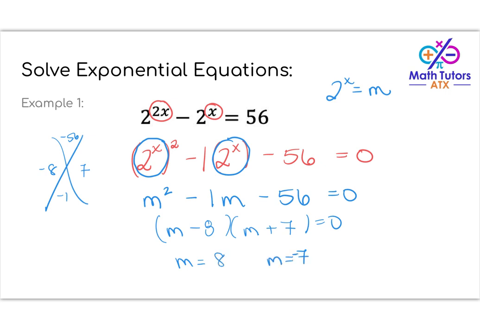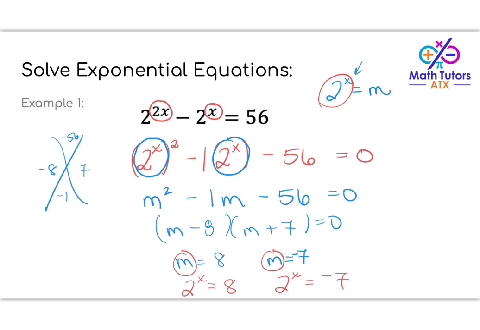Okay, but now I'm not through, because that's great, you solved for m, but I'm trying to solve for my variable x. So I need to go ahead and create two other equations here, and I'm going to replace the m with what we originally replaced it with. So 2 to the x equals 8. And 2 to the x equals negative 7.